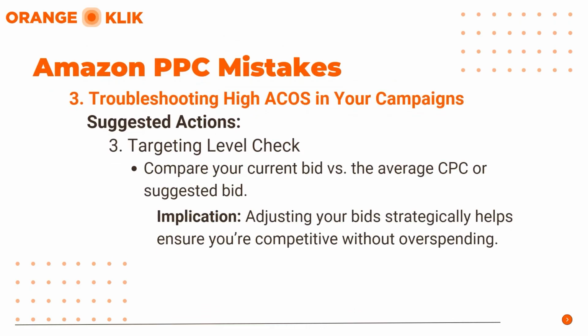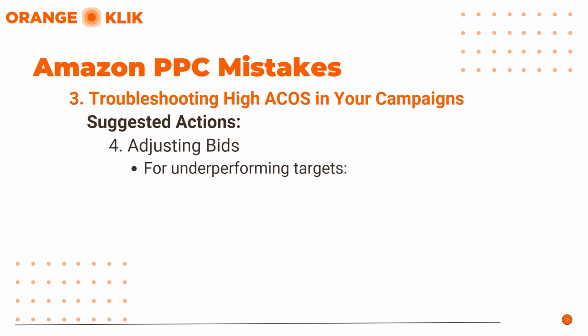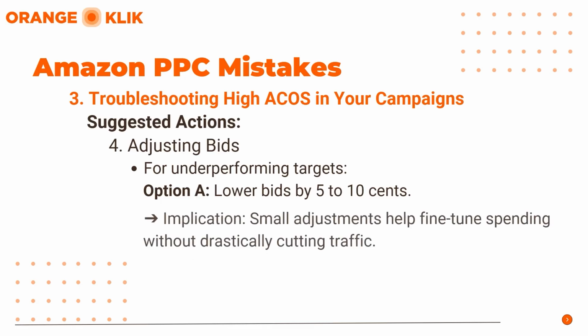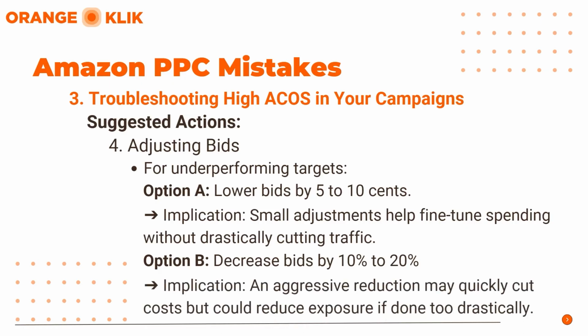Adjusting your bids strategically helps ensure you're competitive without overspending. Now to adjusting bids. For underperforming targets, there are two options. Option A is to lower bids by 5 to 10 cents. Small adjustments help fine-tune spending without drastically cutting traffic, while option B, decrease bids by 10 to 20% for a stronger adjustment. A more aggressive reduction may quickly cut costs but could reduce exposure if done too drastically.